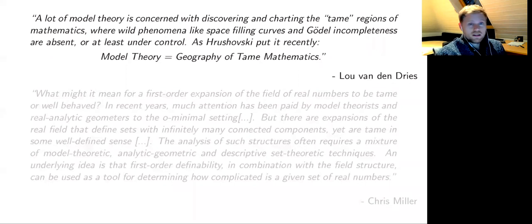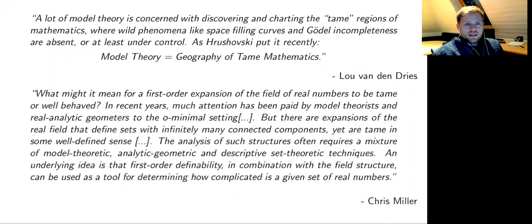As Krushkovsky put it recently, it's a little bit too long ago, but model theory is the geography of tame mathematics. And what I'm trying to say in the next 45 minutes or so is really in this spirit. Model theory is a vast enterprise, and so for the part that I want to discuss here, Chris Miller wrote a very influential paper in the early 2000s, and this is really the abstract, and I think this abstract is still better written than anything I can say.